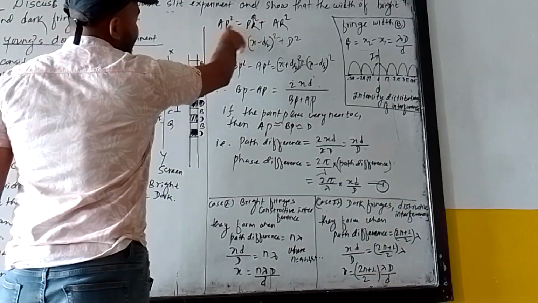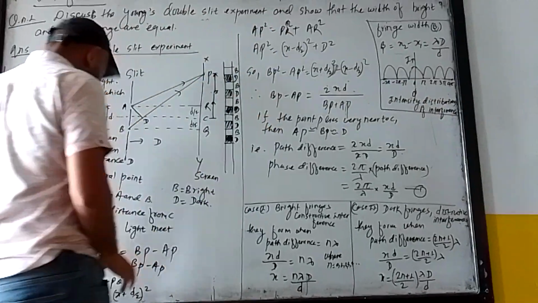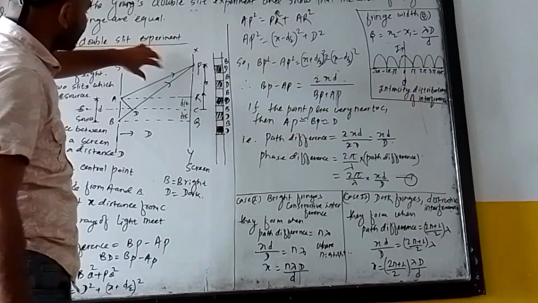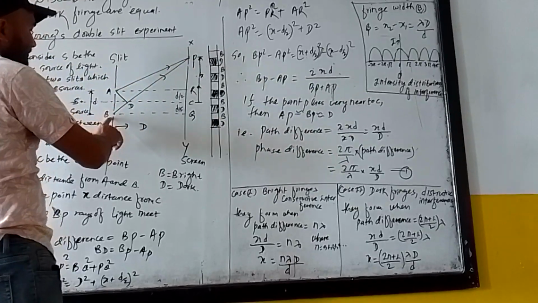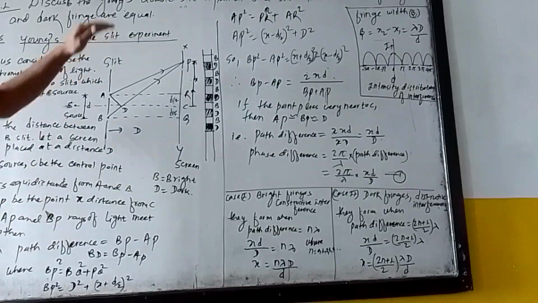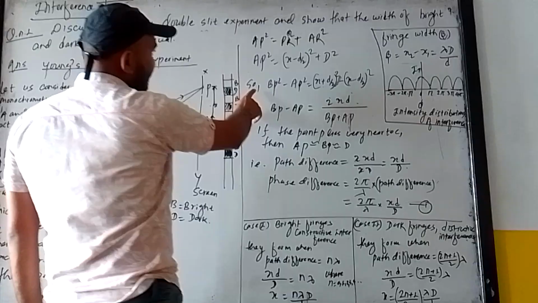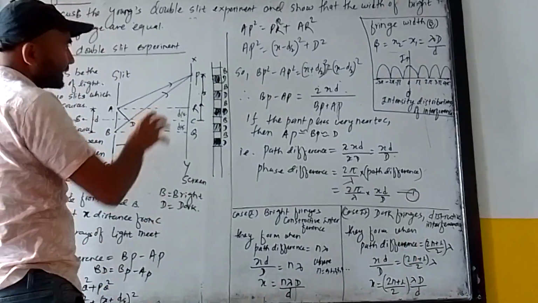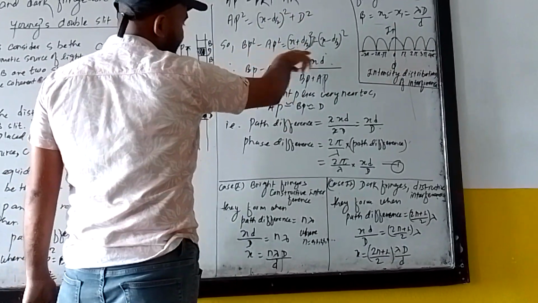We apply the Pythagoras theorem and substitute whatever values. When you subtract AP square from BP square, this is the distance traveled from A to P, and this is the distance traveled from B to P. There is no same distance between them, so there must be a path difference. We calculate with this formula, subtracting AP square from BP square to get the path difference. The D square cancels, and the rest remains.